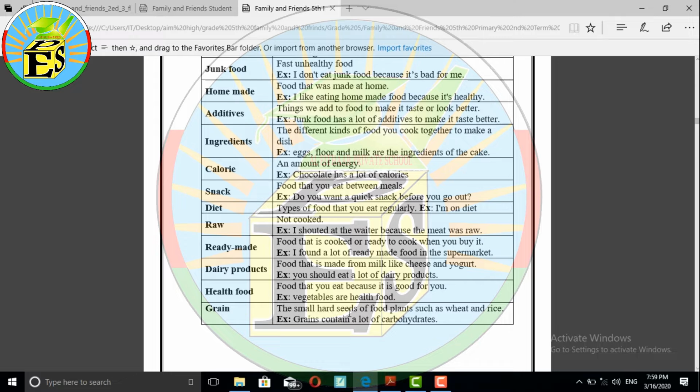Next word, or last word, grain. The small hard seeds of food plants such as wheat and rice. For example, grains contain a lot of carbohydrates. These are the words for our lesson.